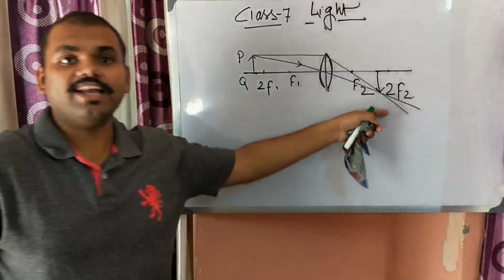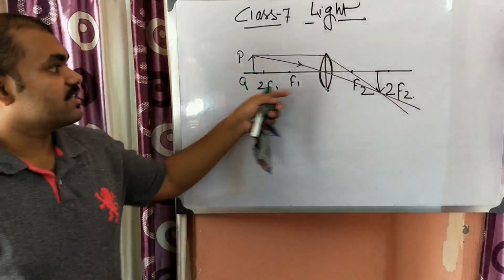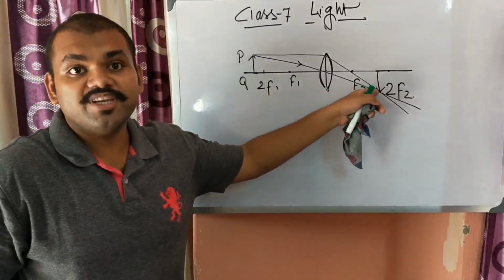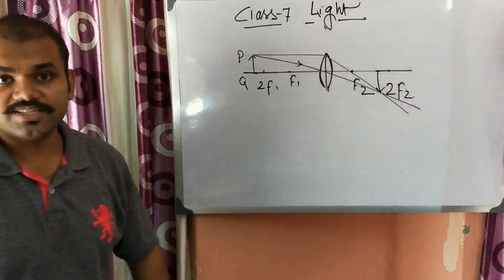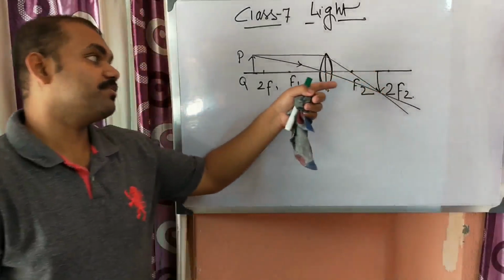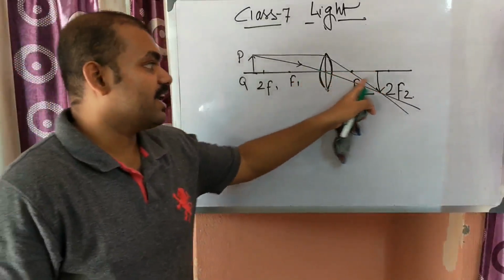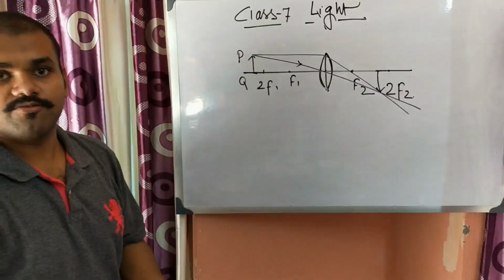And the image will be diminished. And the image will be real. We can get a diminished image, and between f and 2f the image is formed.